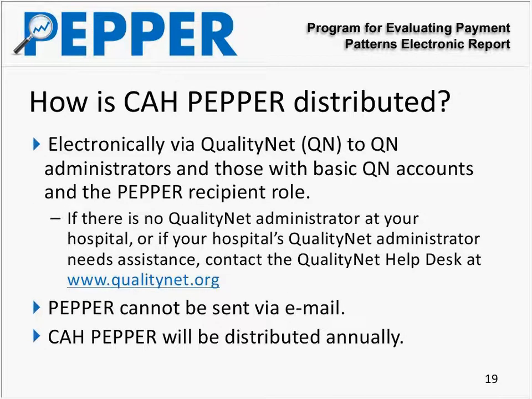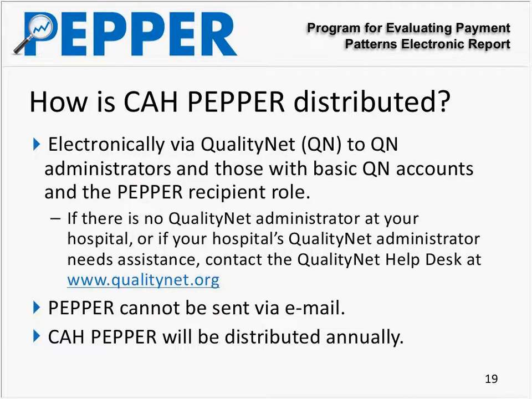How do you get your PEPPER? The Critical Access Hospital PEPPER is distributed electronically through QualityNet. QualityNet is a secure distribution system that's been developed by CMS primarily for the reporting of hospital quality data. And so we use this system to distribute the PEPPERs. The hospital's QualityNet administrator is probably the person who is involved in reporting the hospital quality data to CMS. But there also can be others within the organization who have QualityNet accounts.